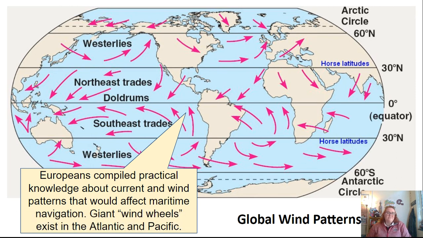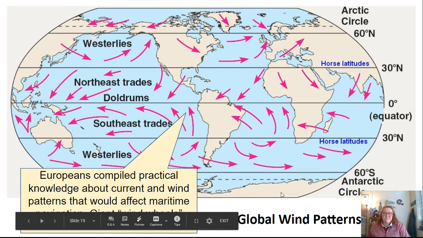They also started to compile practical knowledge of currents and wind patterns that could affect maritime navigation. So they created these giant wind wheels, and they noticed that this existed both in the Atlantic and the Pacific. So the arrows that you're seeing on the map, that's the wind currents.